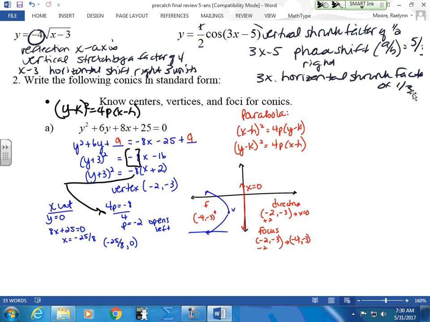Good? Yes? Why on the bottom did you put for the focus -2 and... This might be coming from the one below it. I think that's from the next one. I think something happened. I don't know where this came from. Oh, this is the vertex. Okay, there's the vertex. Yeah, here it is.